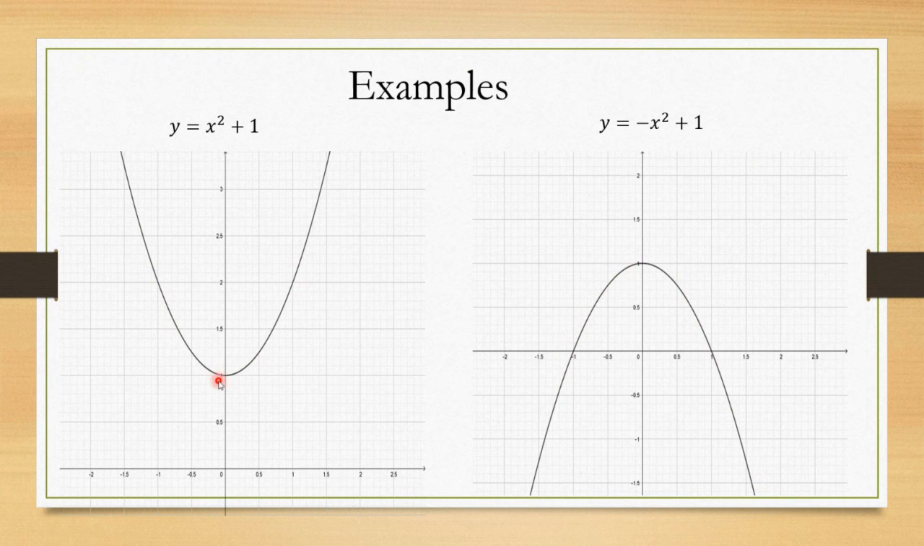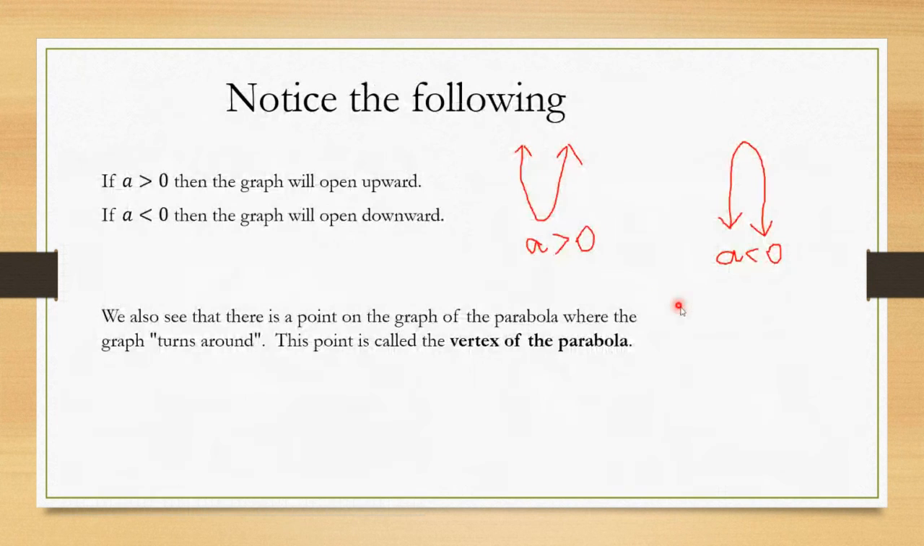Well, this maximum point and this point over here, where the graphs change direction, those points are called the vertex of the parabola. That's what the vertex is called.